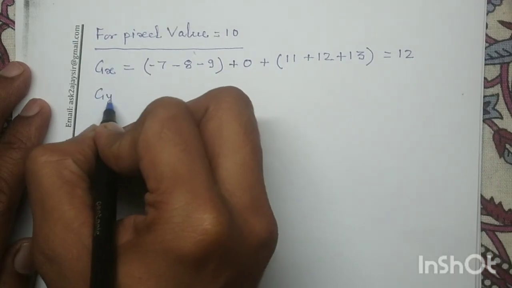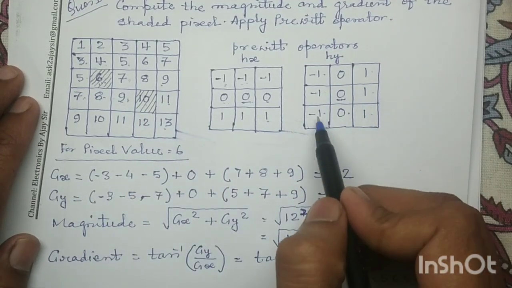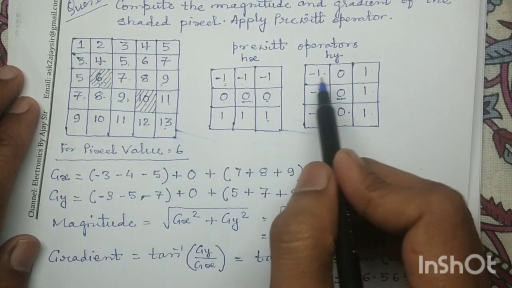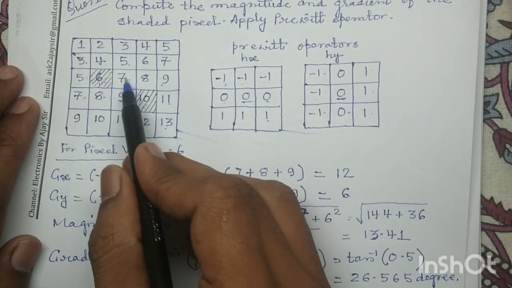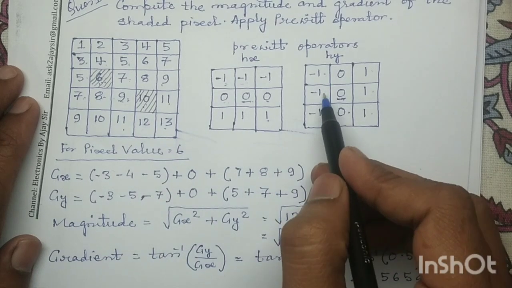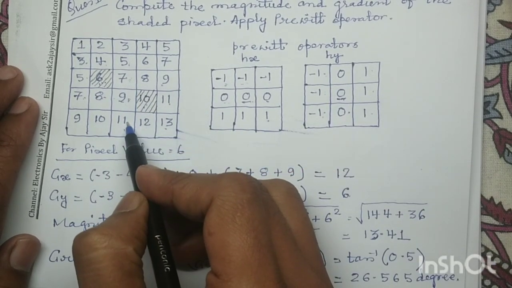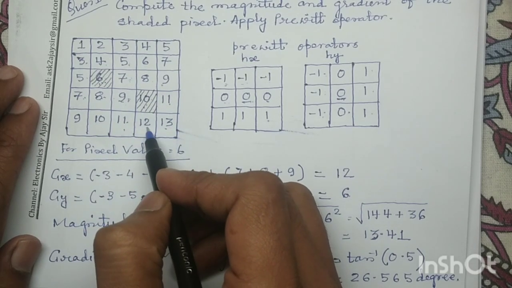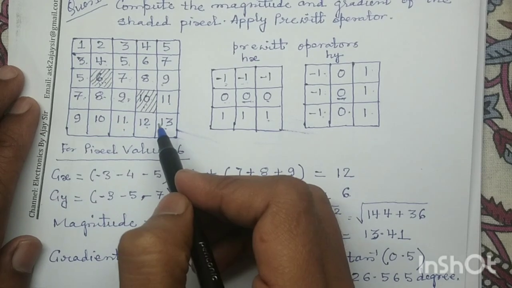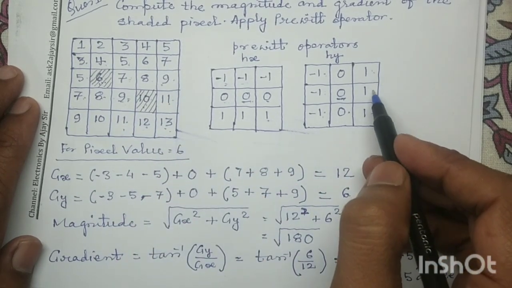Similarly, we will write the expression for gy. For gy, we have to apply the mask hy, and I have to keep the center of this mask at the pixel value 10. Then the first column, 7, 9, and 11, will be multiplied with -1, -1, -1. The second column, 8, 10, and 12, will be multiplied with 0, 0, and 0. And the third column, 9, 11, and 13, will be multiplied with 1, 1, 1.